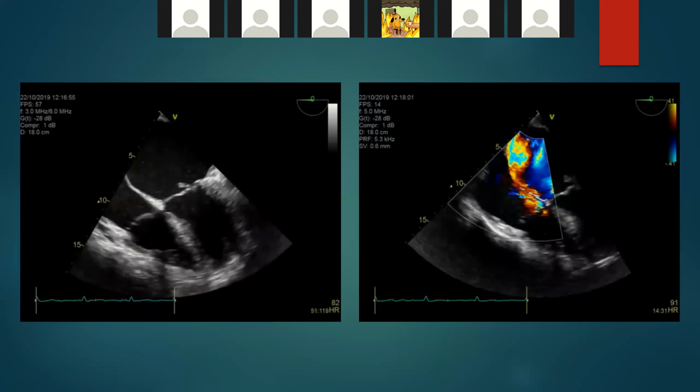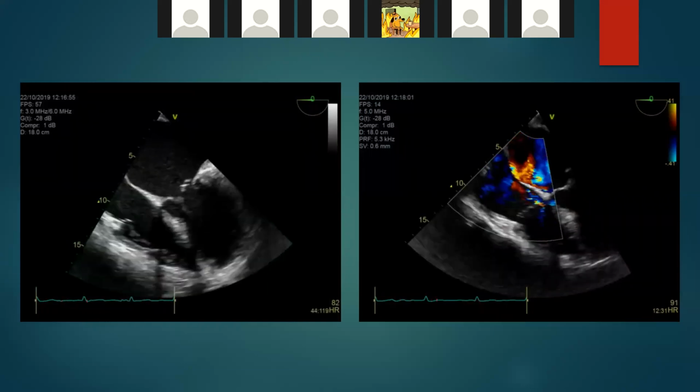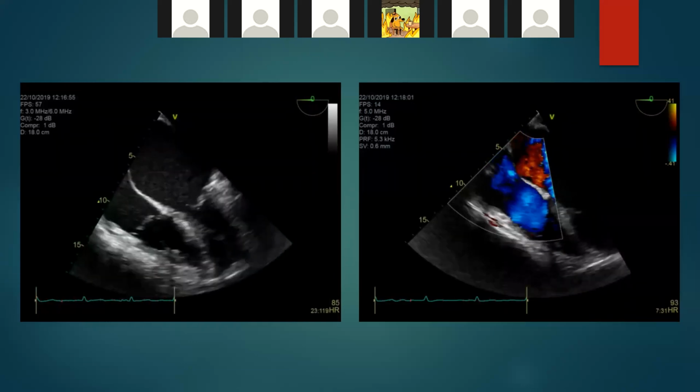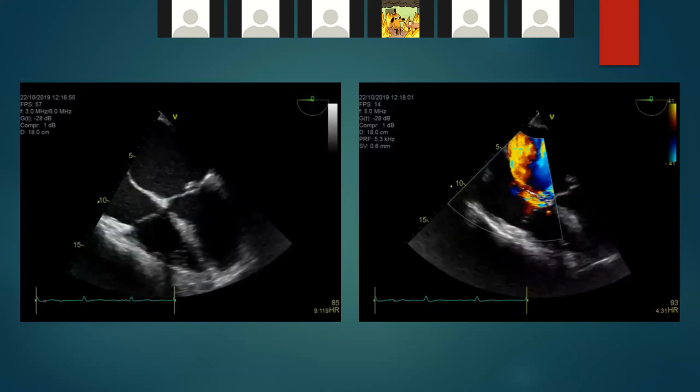Just on this one view, that would be a clue to me to look more closely at exactly where that jet is coming from.